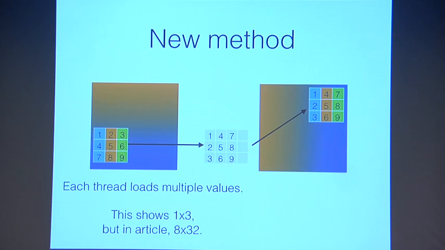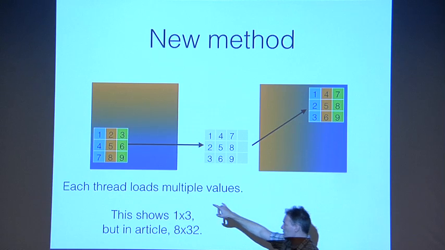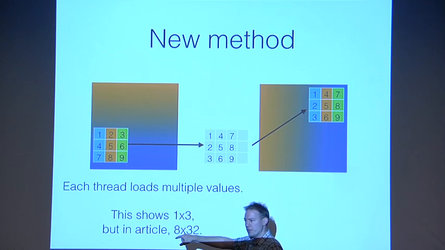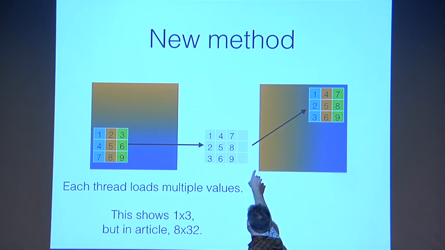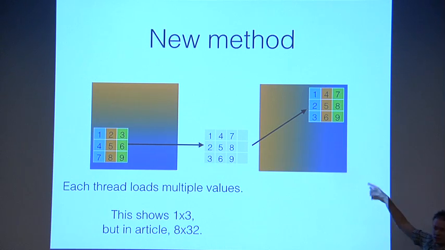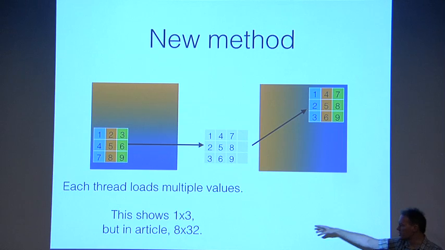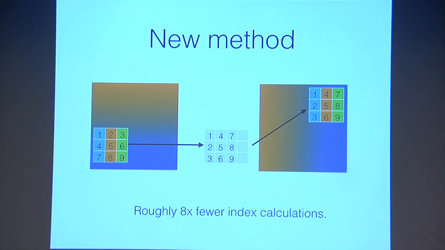That's the next step up. The first thread is responsible for loading multiple values, I think 4 values each. They use an 8x32 thread work group to transpose a 32x32 submatrix. So the blue thread reads those 3 values and writes them across. And then when they write back, they do multiple rows as well. This just shows 1x3 for the work group size. The article uses 8x32, so it should actually be 4 times fewer, not 8 times fewer, but it's basically 4 times fewer index calculations. And that's how it gets so fast.